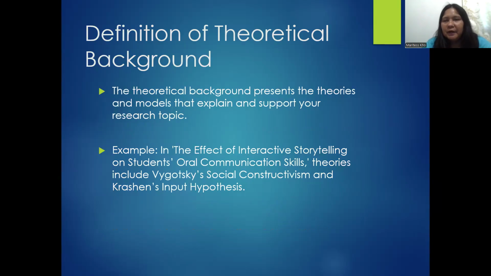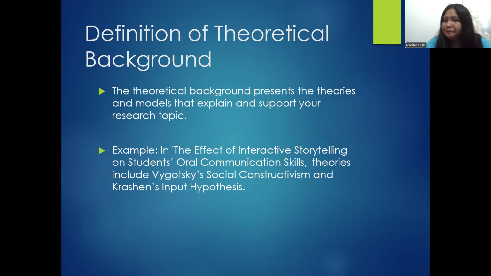All right, so we begin with the definition of theoretical background. The theoretical background is the foundation of your research. It presents, as I said a while ago, the theories and models that support and explain your topic, helping all your readers understand why your study makes sense.